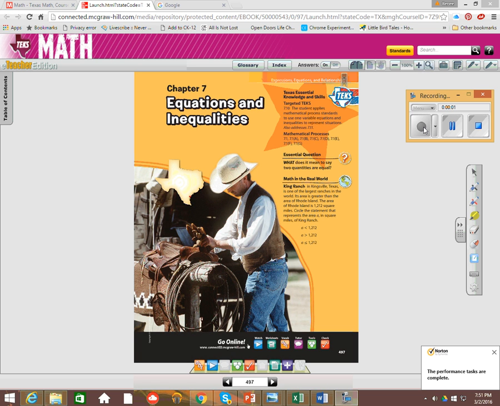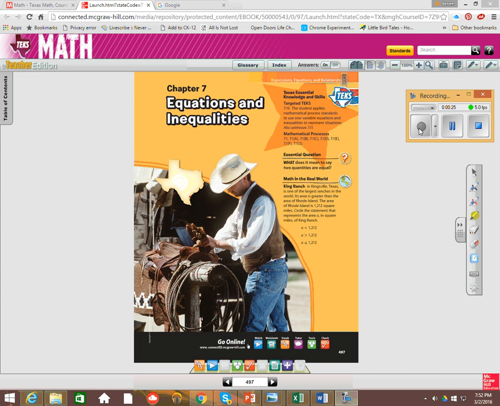Okay, here's the recording starting chapter 7 called Equations and Inequalities. This is made as an extra way for you to really understand what's going on so that you are successful. The essential question is, what does it mean to say two quantities are equal?